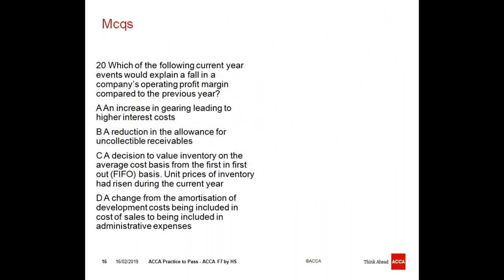Now here is a question for you. Which of the following current year's events would explain a fall in the company's operating profit margins compared to the previous year? So you have 1 minute to solve. I'm giving you just 1 minute. Please solve this question.